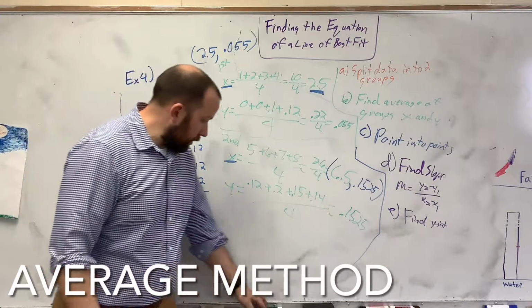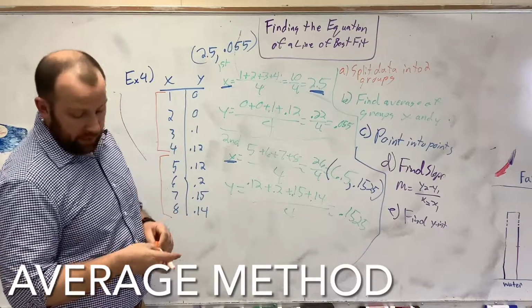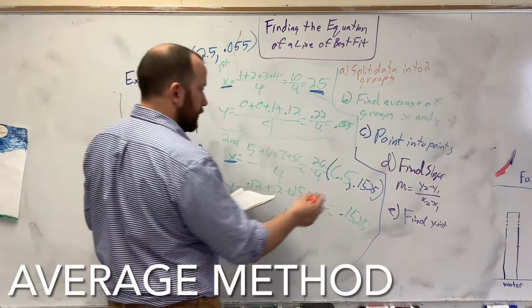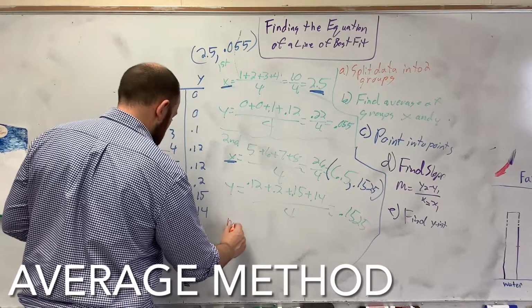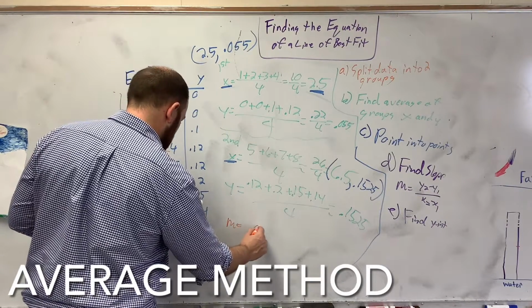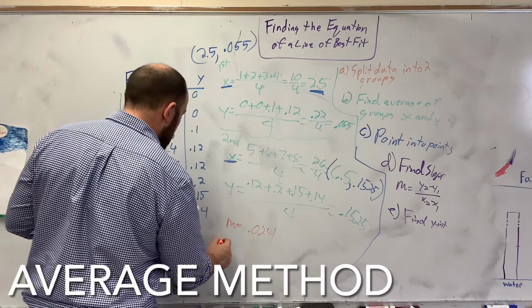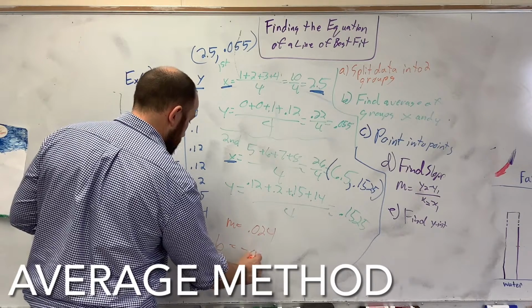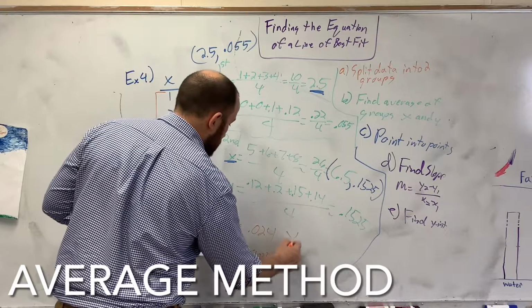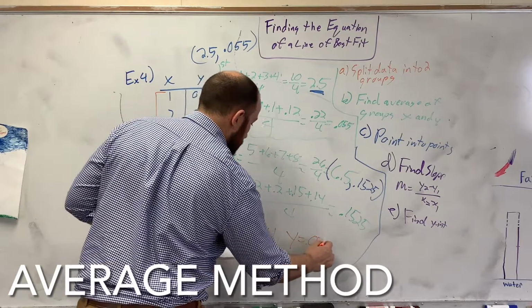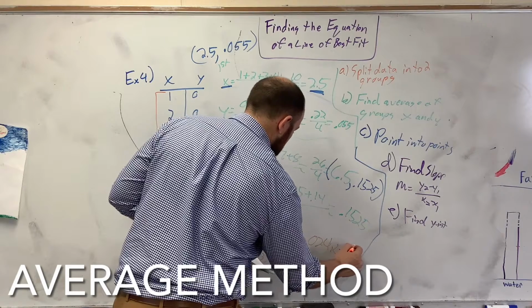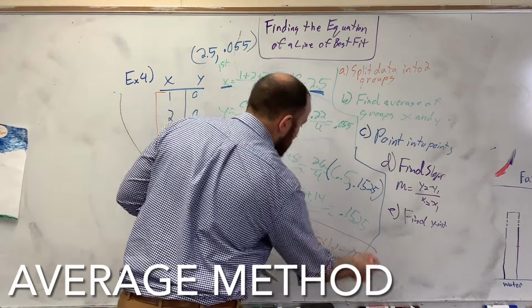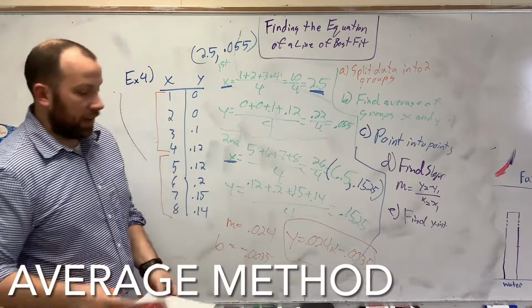Just in case you want to try this, here is your final equation. If you do the slope, you'll get 0.024. If you do the y-intercept, you'll get negative 0.0035, and your equation is y equals 0.024x minus 0.0035. In case you want to try it out, that is your final answer.